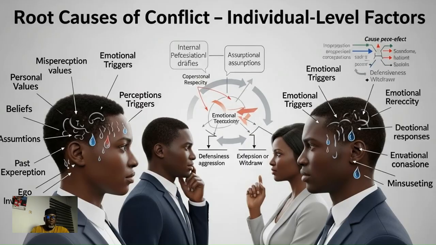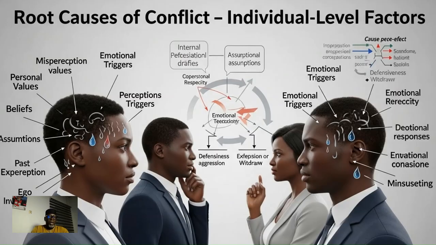Number 2, value differences. Conflicts often stem from differences in values, beliefs, and even cultural norms. These differences can create misunderstandings and disagreements, particularly when individuals or groups feel their core values are being challenged. Number 3, communication issues. Poor communication, including misunderstandings, lack of transparency, and ineffective listening can lead to conflict. Miscommunication can cause people to misinterpret intentions and actions, resulting in unnecessary disputes.